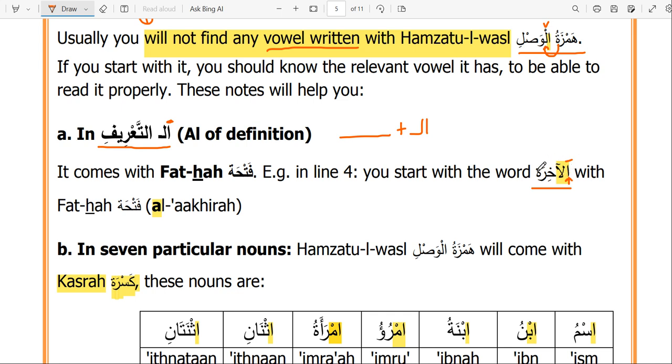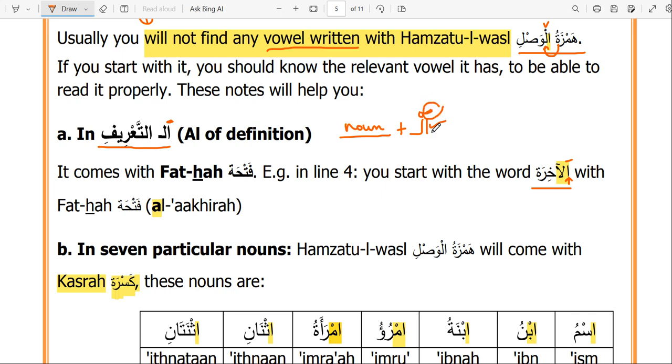Whenever you read the lam at-tarif with any noun, how do you read this letter? With the fatha. Always with the fatha. When you start reading any word, you read it as al-akhira, al-kitabu, al-imraatu, al-jannah, al-rajul, al-maktab. So we apply fatha on this letter, right?